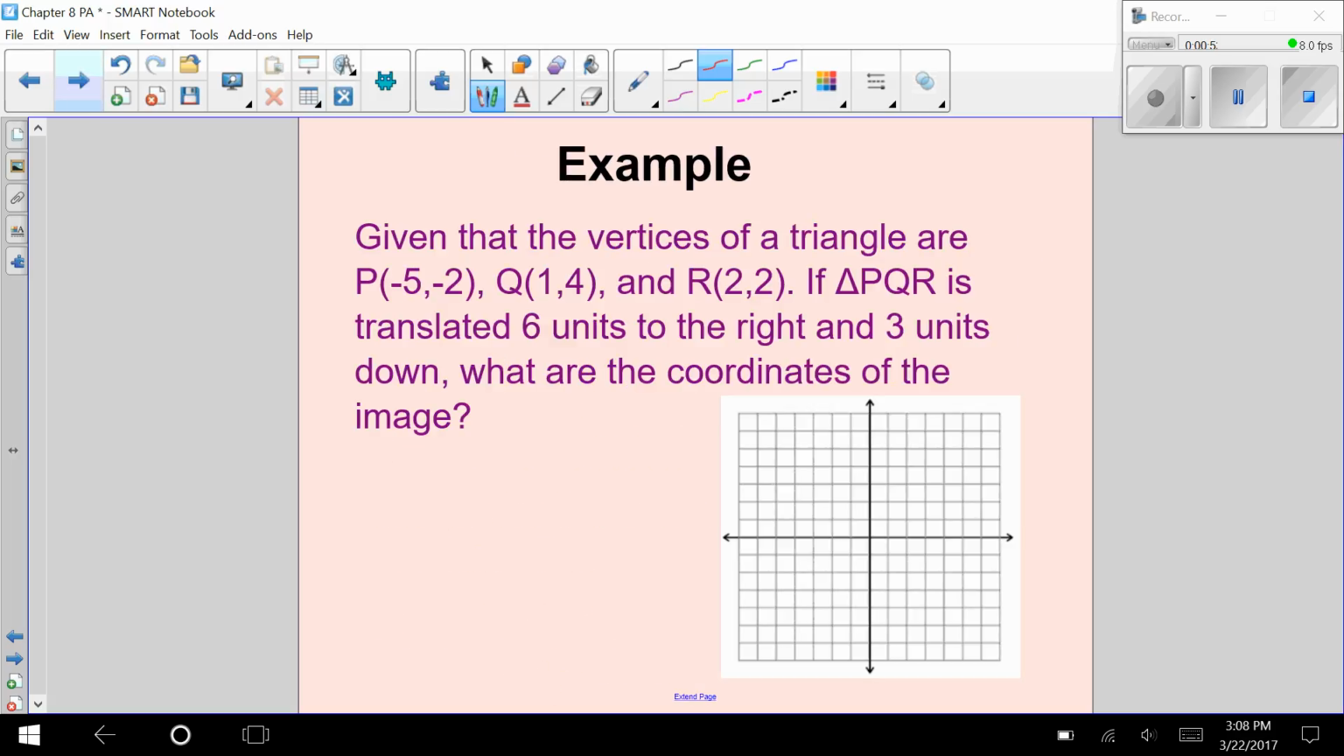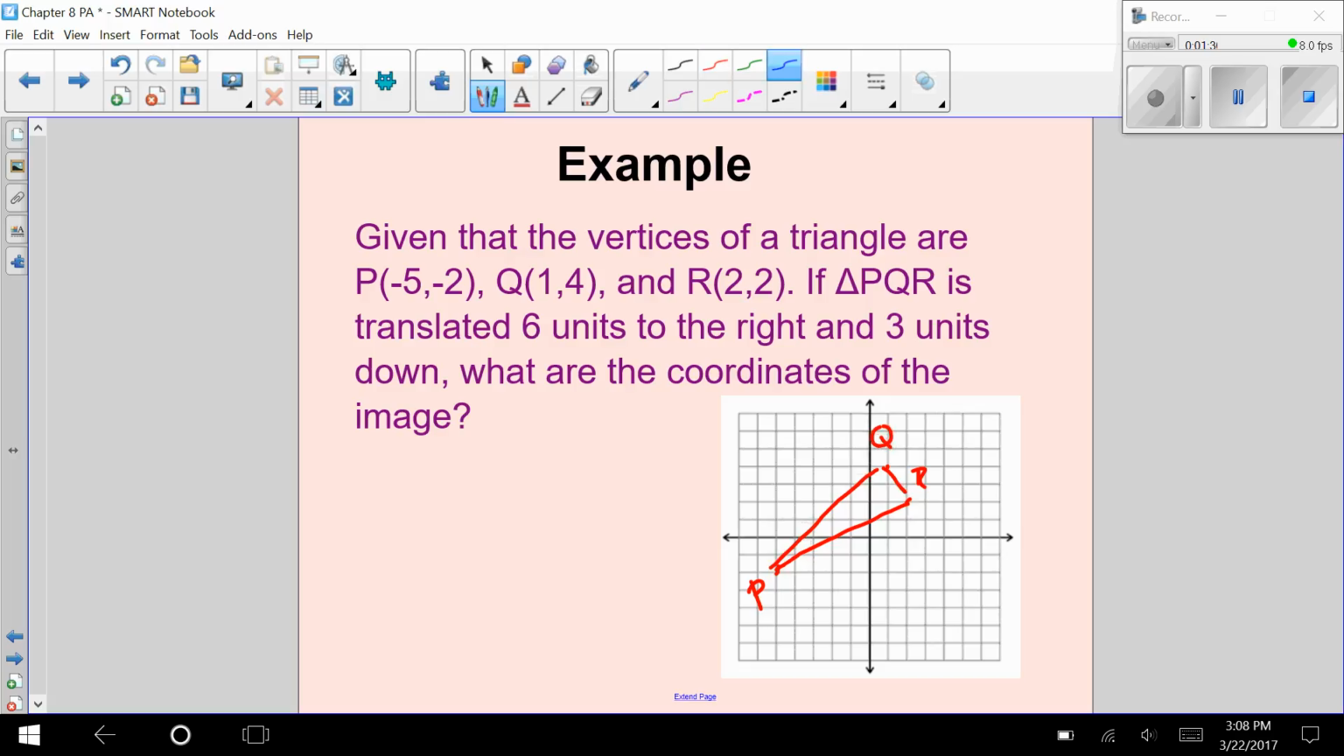Given that the vertices of a triangle are (-5, -2), (1, 4), and (2, 2), and we translate it 6 units to the right and 3 units down, what are the coordinates of the image? So we're going to start by plotting these points. (-5, -2), right there, there's P. (1, 4), there's Q. And (2, 2), there's R. Oops, sorry, my first letter was a P, not an R. All right, so I make my triangle.